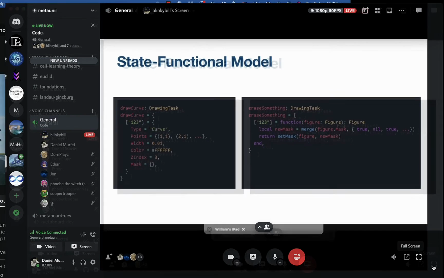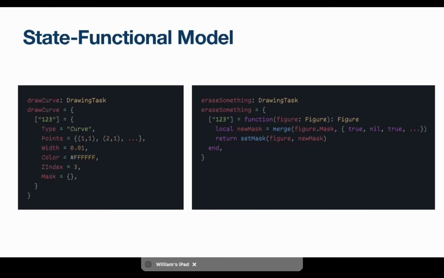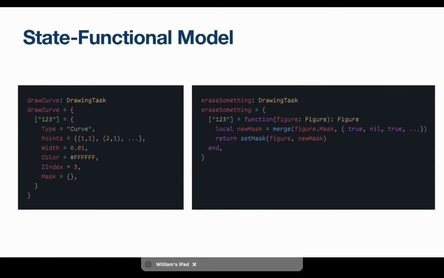Okay, so drawing a curve is its own independent thing. You don't really have to know about what else is on the board other than the Z index in order to contribute it. But the problem with erasing is that it's inherently destructive in that you're changing the state of other figures. And so the way I think about it is that there are some curves on the board, and what it's really doing is applying a mask to them.